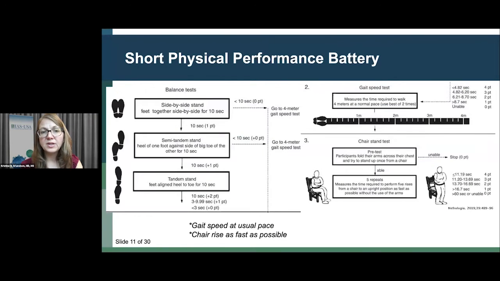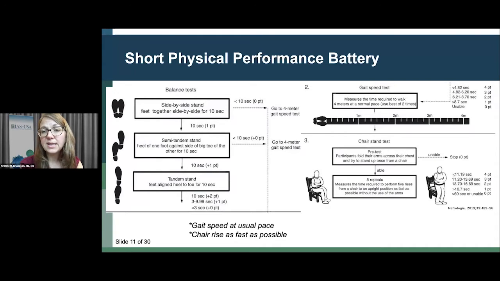So just to go into these in a little bit more detail, this shows the components of the SPPB, or the Short Physical Performance Battery. The first part is a balance test, so the individual stands with their feet side by side for 10 seconds. If they're able to do that successfully, they move on to do a semi-tandem stand with their feet slightly apart, and then onto the tandem stand for 10 seconds each. If they're able to do each of these components successfully, then they receive 4 points for this section.